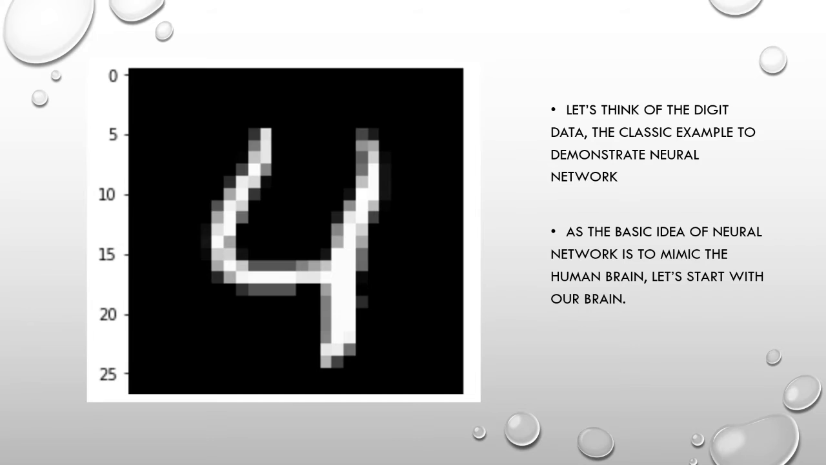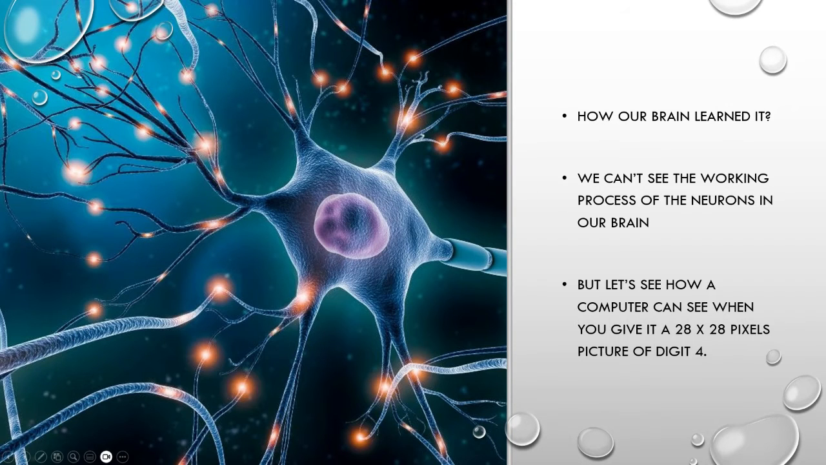Let's get a little deeper, and for that, I'm going to take a simpler image, like the picture of the digit 4. So how does our brain learn that this is a picture of digit 4? Once you have learned it, when you see this shape, which is a little different than the previous one, you know that this is a digit 4. When you see a different orientation, you still know that this is the digit 4. And when you see these pictures with different backgrounds, we still know that this is a digit 4. How did our brain learn it? We don't know because we can't see the working process of the neurons in our brain, right?